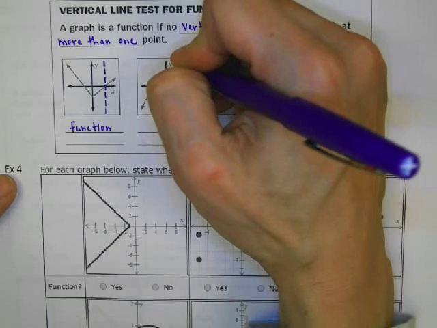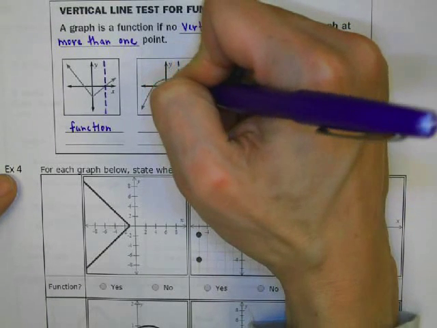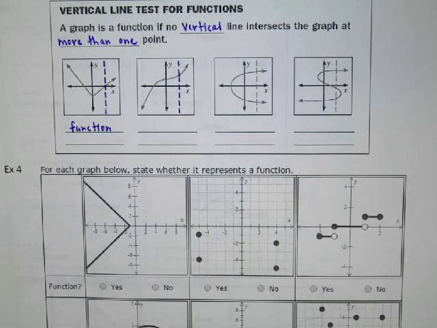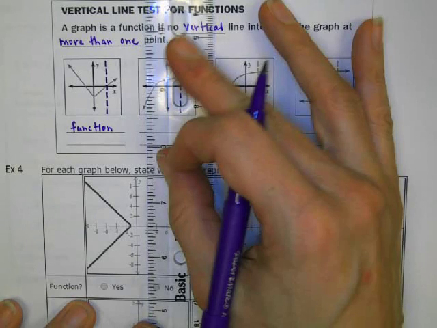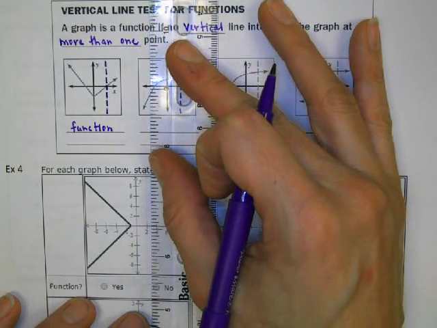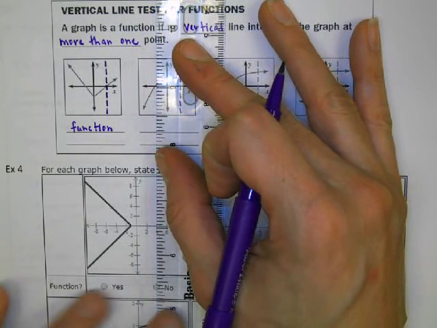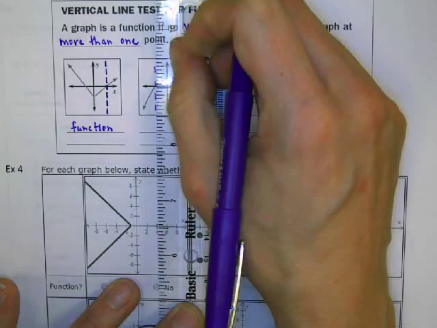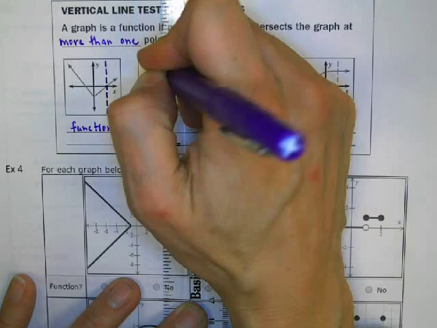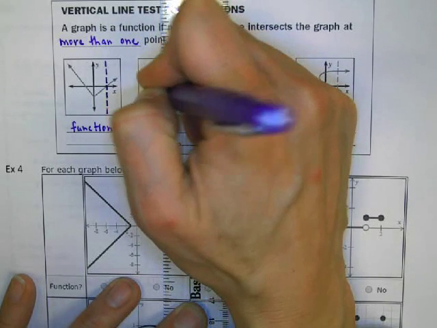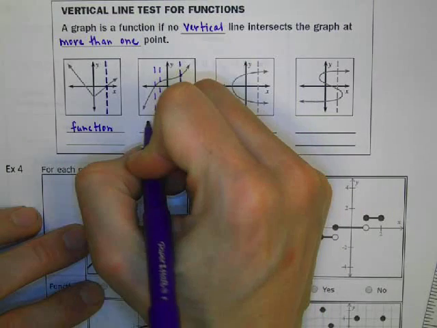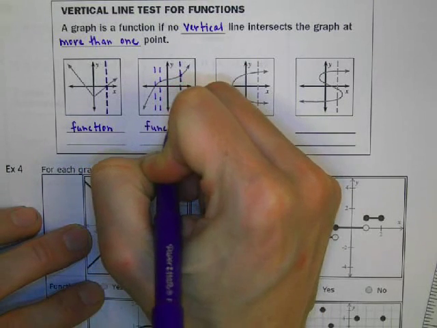Okay, my second one here, again, here's my vertical line. We can see that it only intersects the graph at one point. And again, if I were to take my ruler, my vertical line, and slide it, no matter where I go, I can sketch in a few more of these. No matter where that vertical line is, it always intersects the graph just at one point. So that would also be a function.